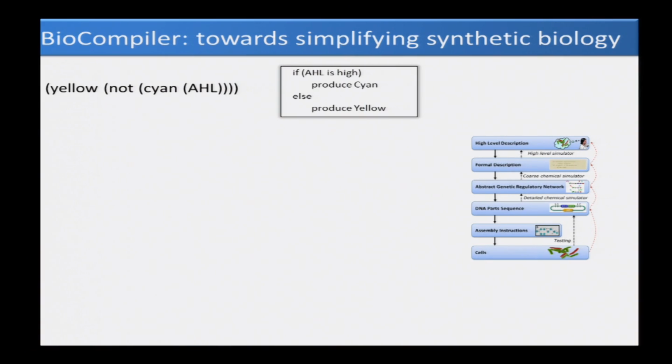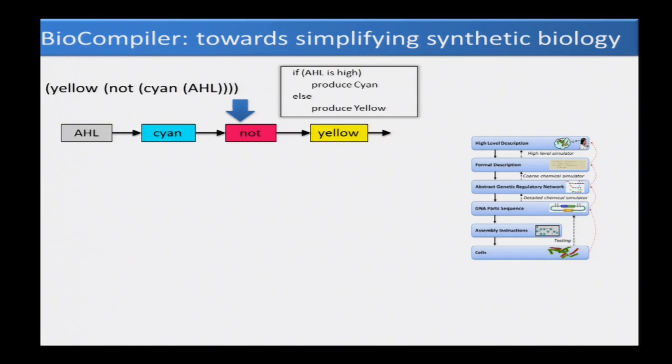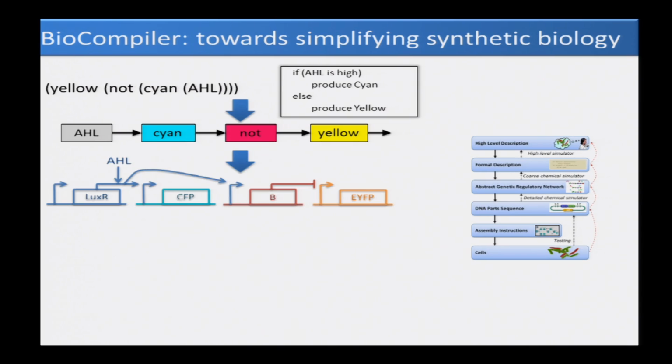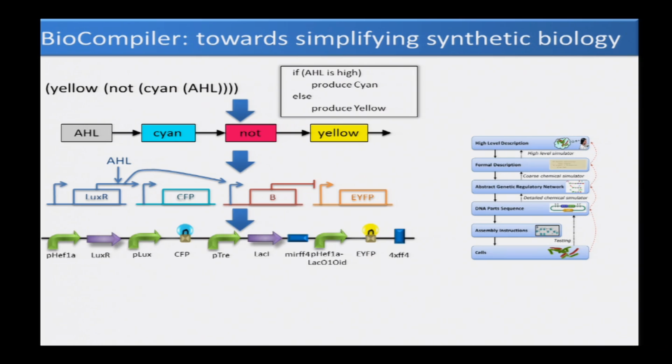This is a simple program. This says if the input is high, produce a cyan fluorescent protein, else produce a yellow fluorescent protein. Okay? And so the BioCompiler then automatically takes that and first translates that into a data flow. So you have a data flow, and I'll actually go through an example of that. And then creates an abstract gene circuit, and then looks at essentially what you have in the freezer and says, well, this is the actual DNA sequence that would implement this.